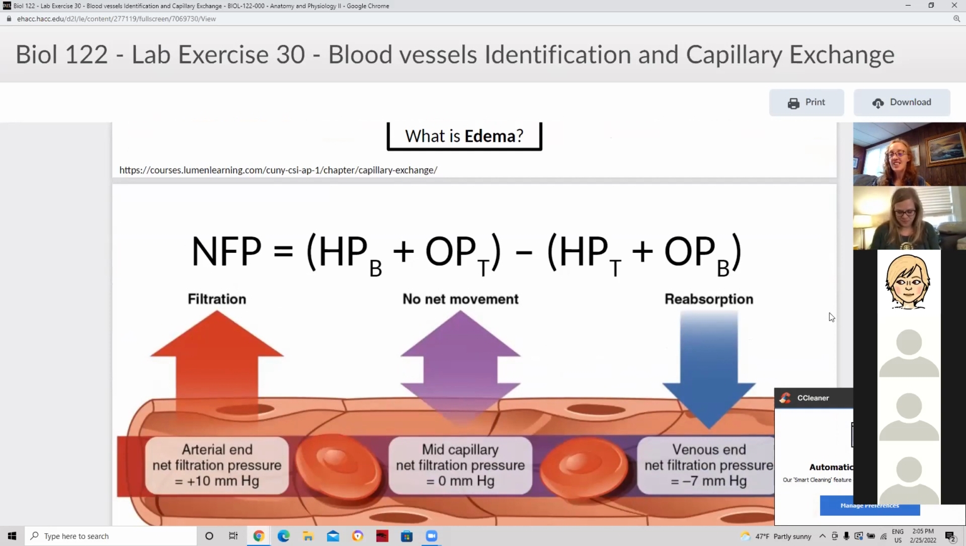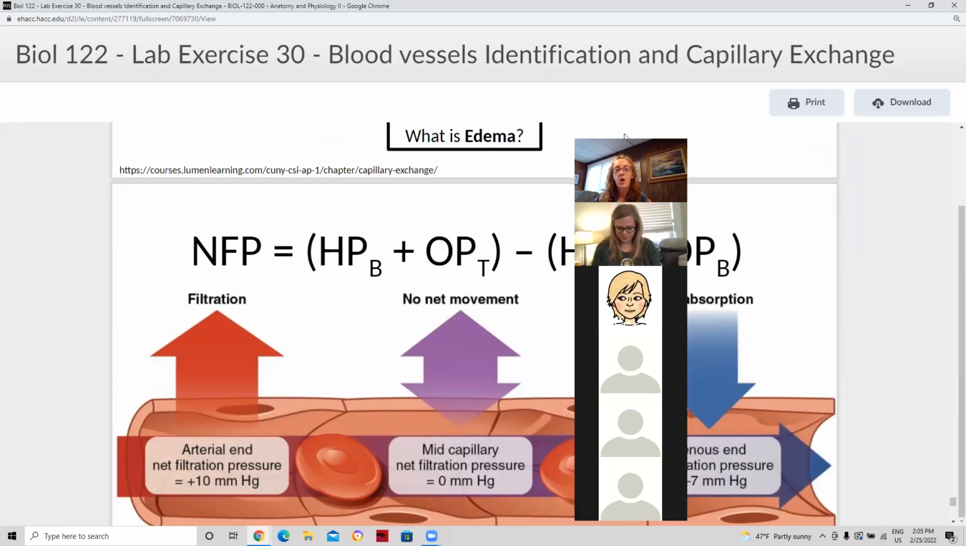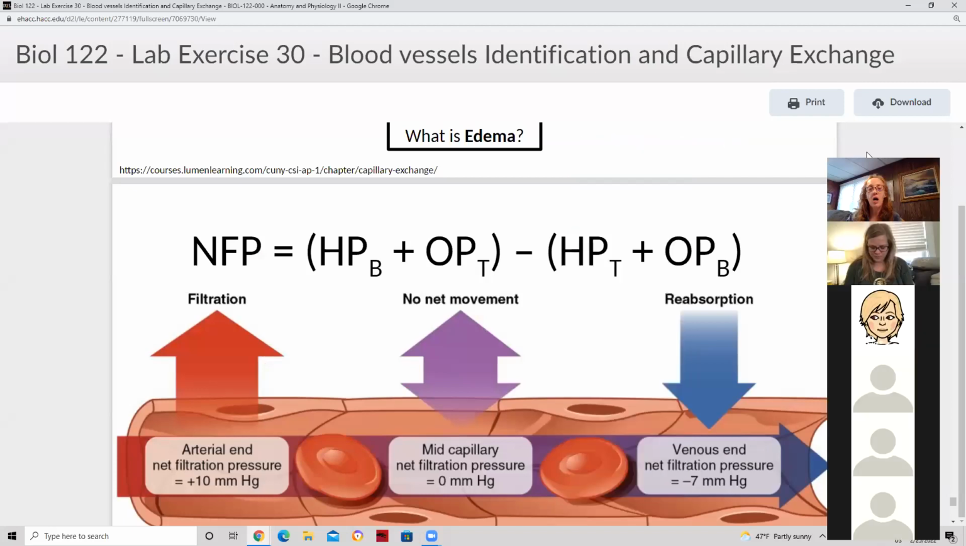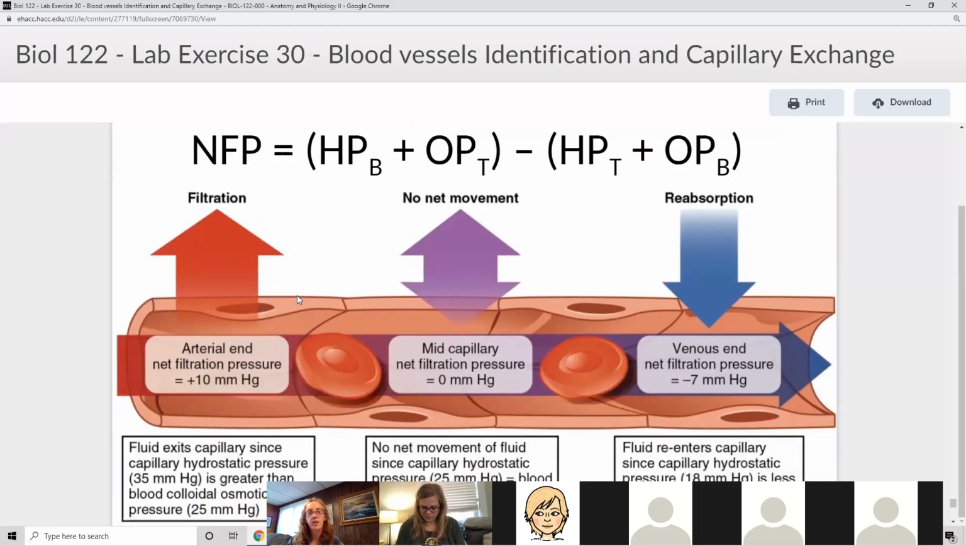So net filtration pressure is, by definition, the amount of movement in or out of the vessel. When the net filtration pressure is positive, that means that fluid is going to get moved out of the capillary. When the net filtration pressure is negative, it's going to get reabsorbed.